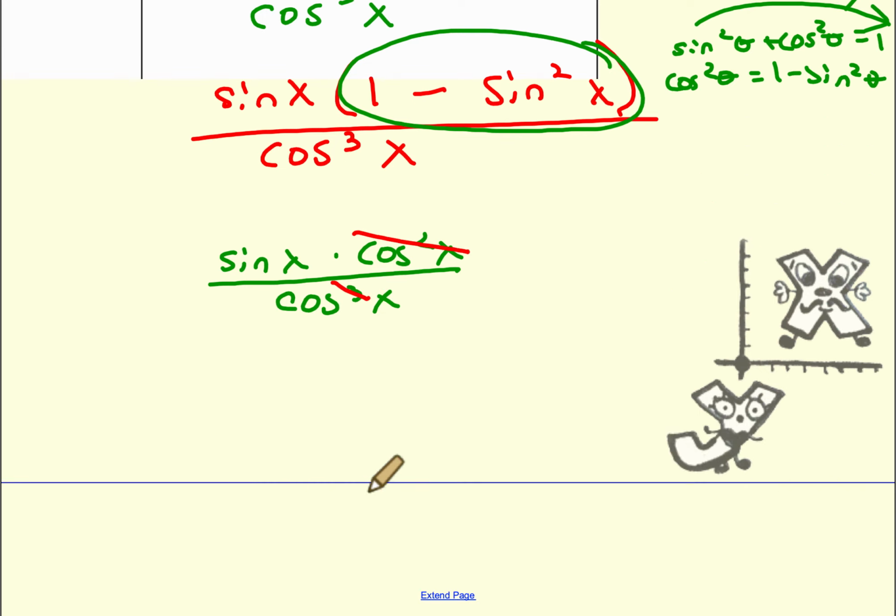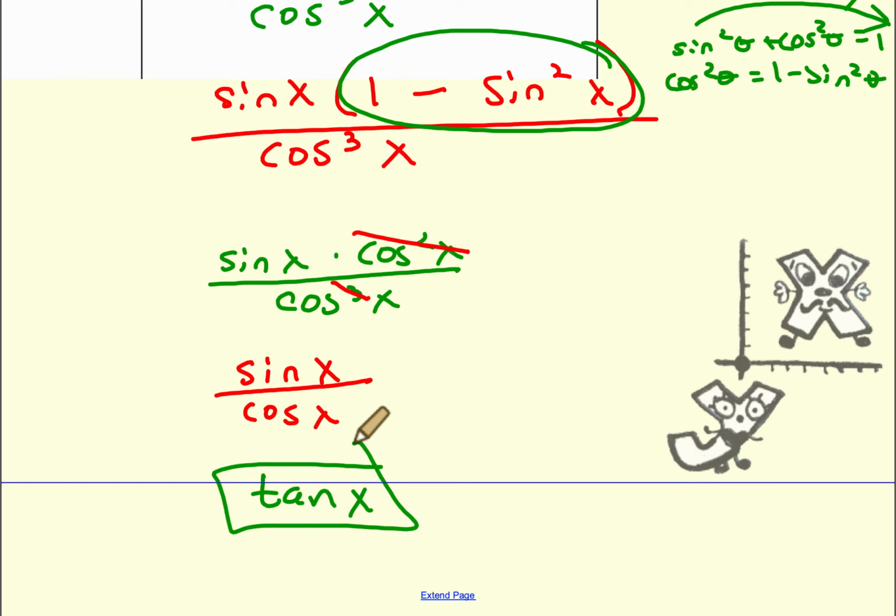So now what do I have? I have sine of x over the cosine of x. And remembering my identity for tangent, tangent is sine of x over cosine of x. So this whole entire thing just becomes tangent of x. Okay, well, that was the world of Pythagorean identities. And again, this is going to help us later on with learning how to solve trigonometric equations.